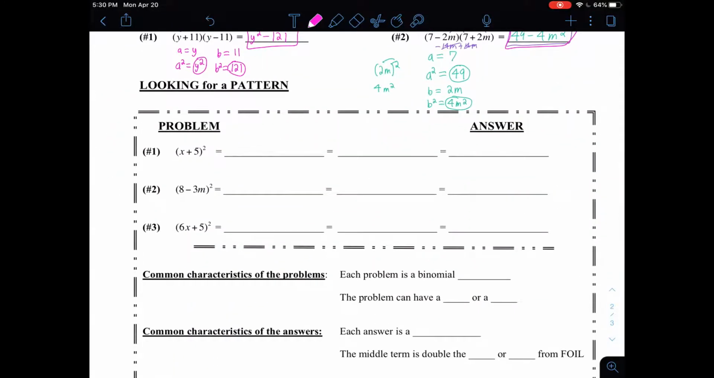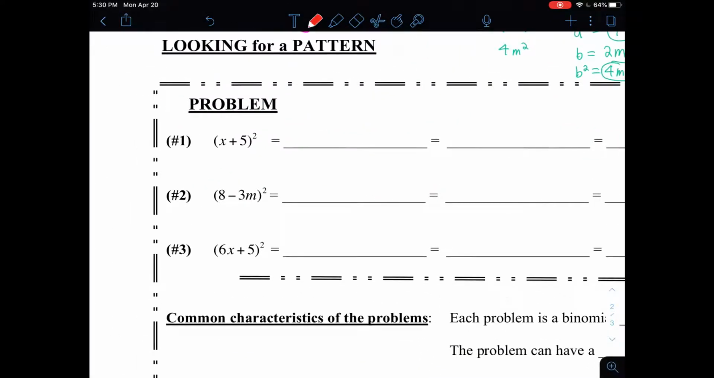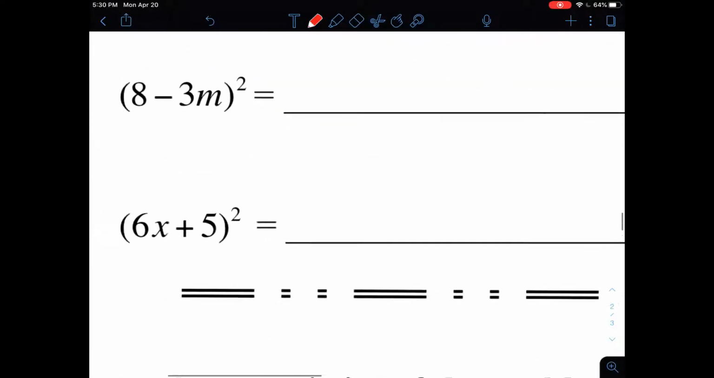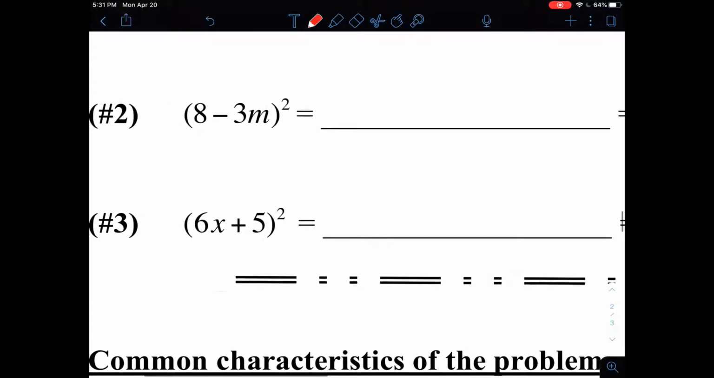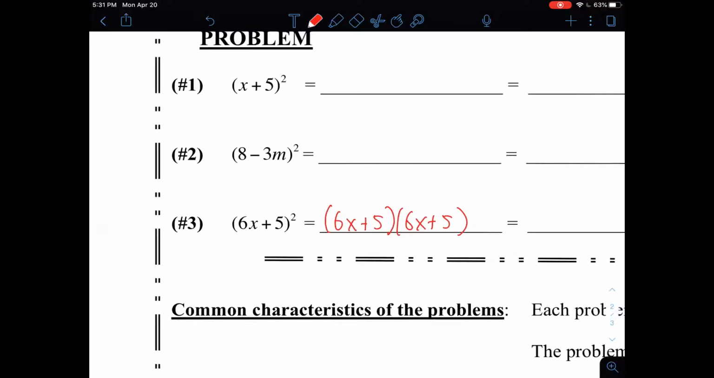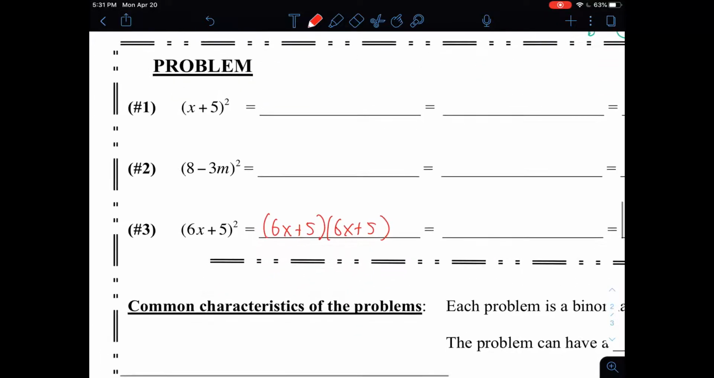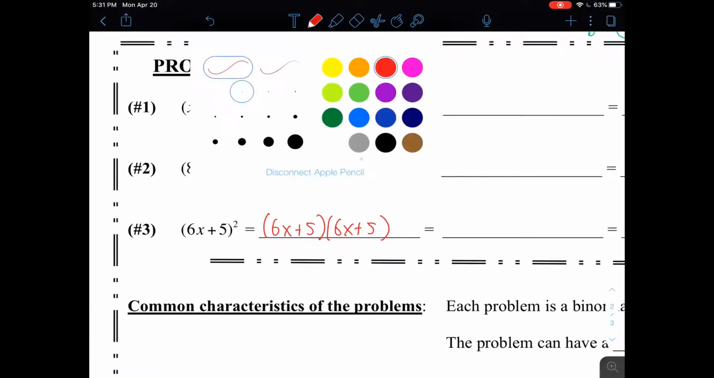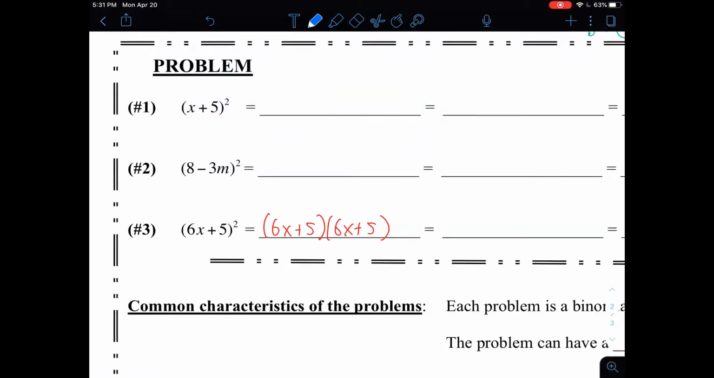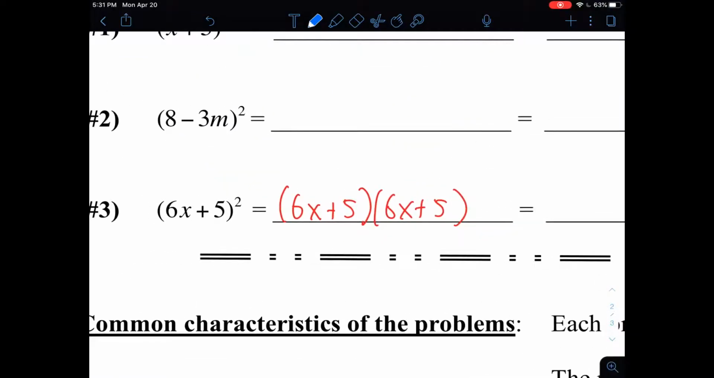All right, now we have a little bit different problem to work with here. We're going to do number 3 together, okay? So this is 6x plus 5 all squared, right? So how many 6x plus 5s do I have here? I have 2 6x plus 5s. So I'm going to do 6x plus 5 times 6x plus 5. Okay? And now, what we need to do is FOIL this. This may not be the same kind of result as the last one, so we got to FOIL this out.